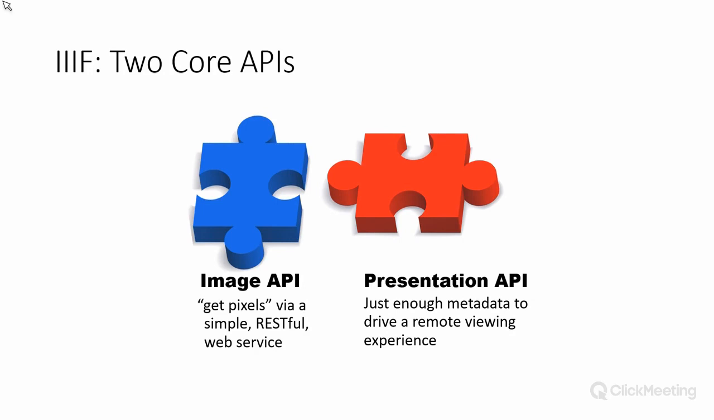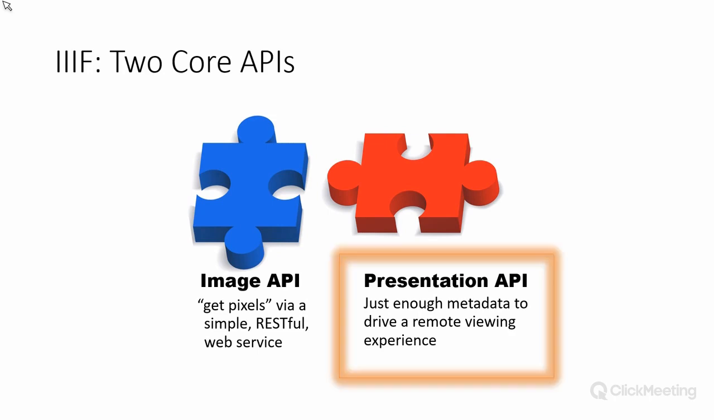So how do we do this? Well, two specifications, APIs, are at the core of IIIF, and what we're going to look at today is the Presentation API. This is just enough metadata to drive a remote viewing experience. So as I said, it's not the descriptive metadata, it sits alongside the descriptive metadata. Typically there's going to be a link from the descriptive metadata to the IIIF representation, and almost ideally a link from the IIIF representation to some descriptive metadata about the object.